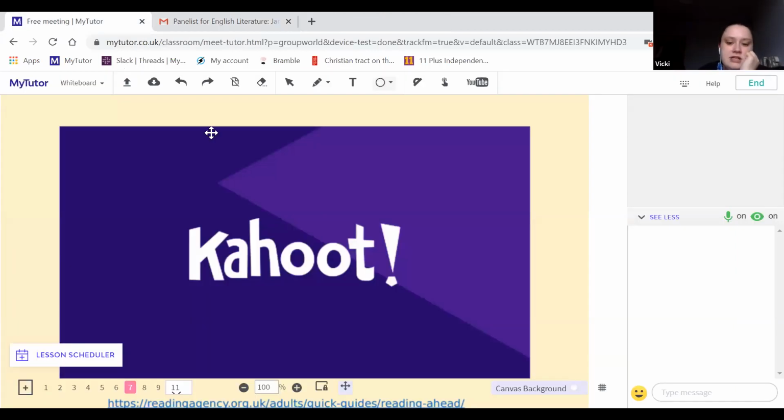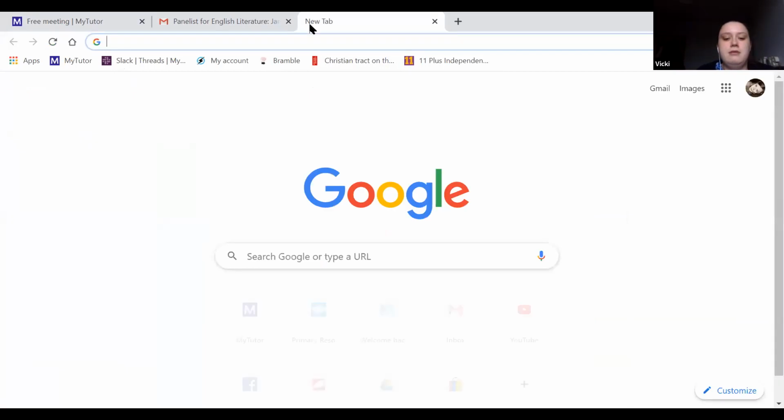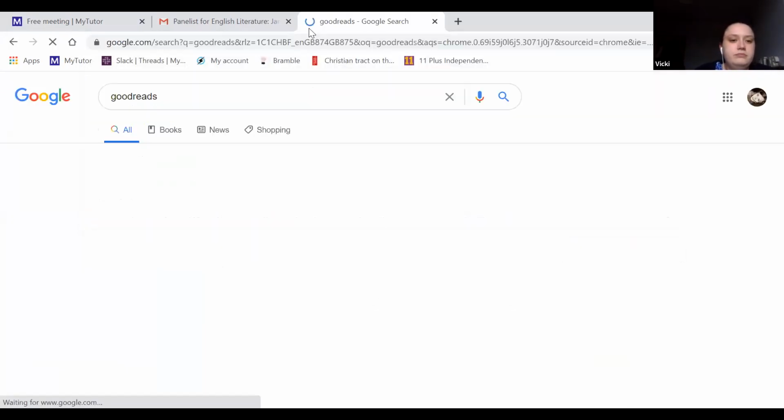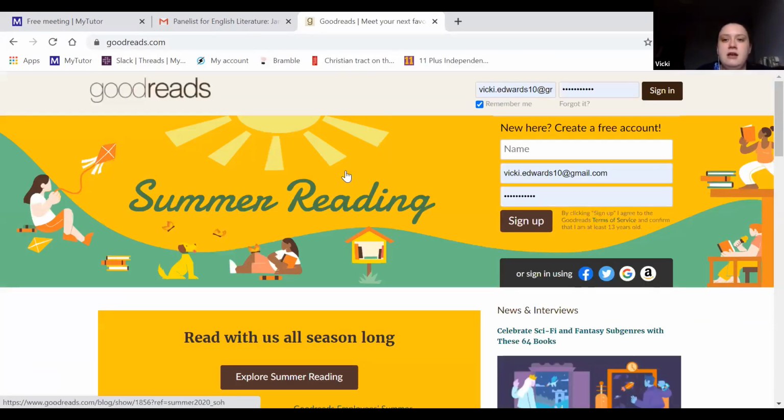The other thing I was going to tell you about was Goodreads. I'm not sure whether I've told you guys about Goodreads before. So Goodreads is absolutely fantastic. I mainly use it as an app on my phone.